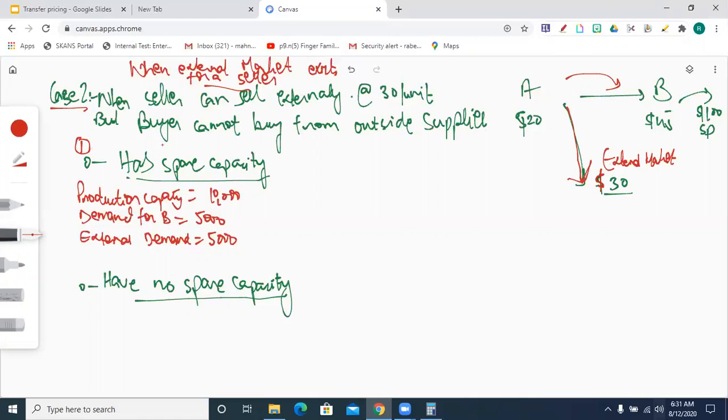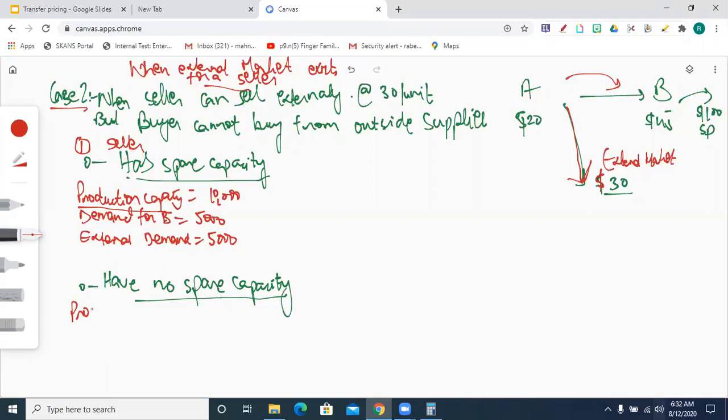One is where the seller has spare capacity. So keep this in mind. A is a seller. A is providing the items to B. So A will be producing and providing to B. The price he's going to charge would depend upon the production capacity, whether he has spare capacity. At times, there may be a case where he has no spare capacity. So what would be the transfer price when he has spare capacity and when he has no spare capacity?